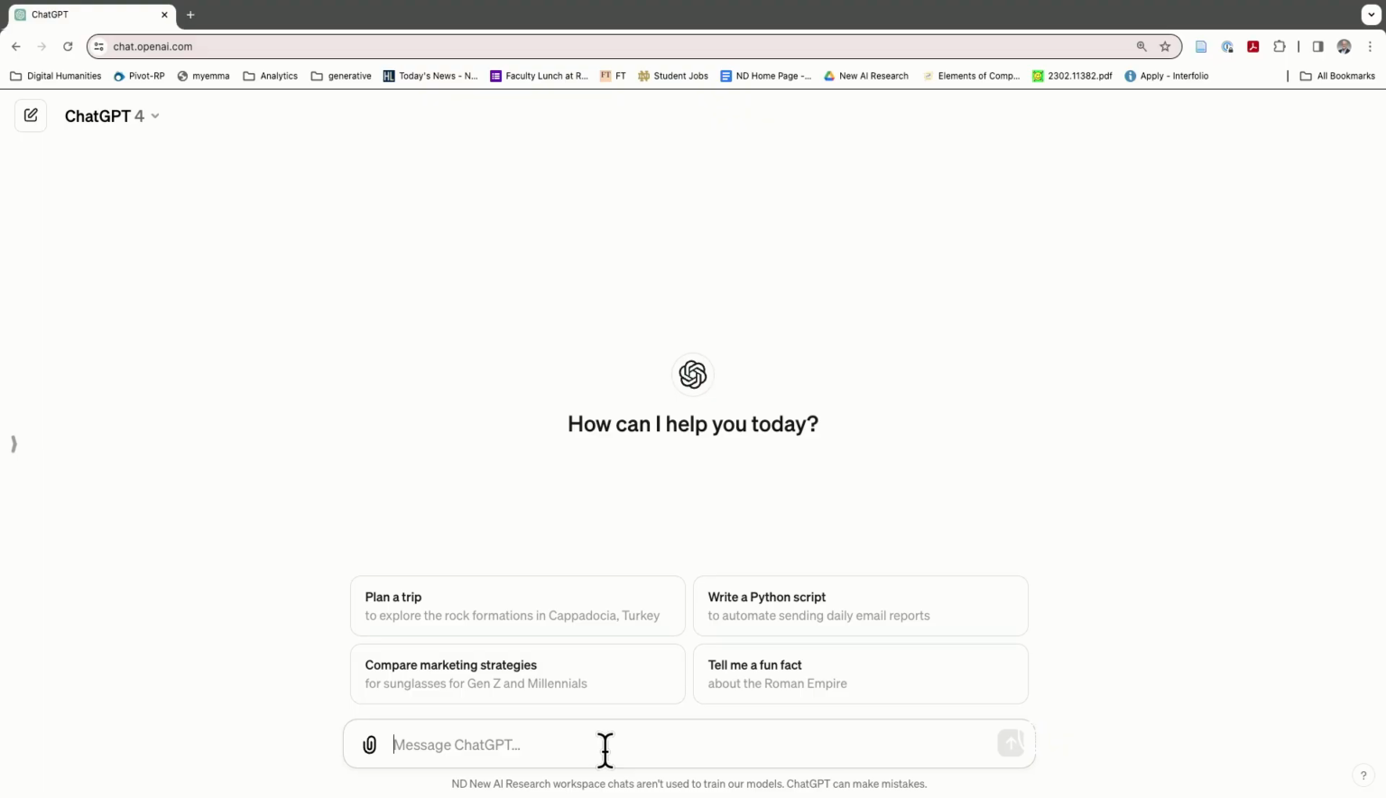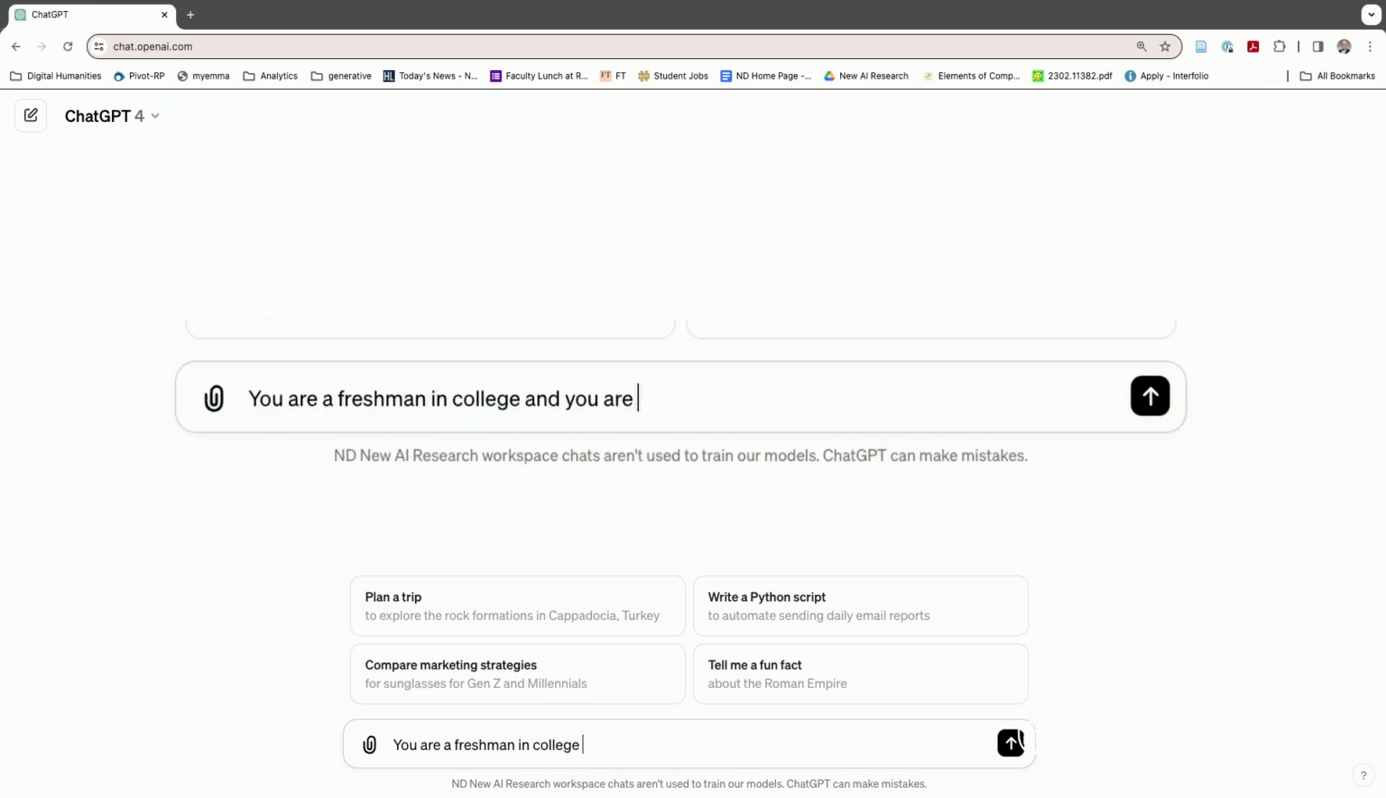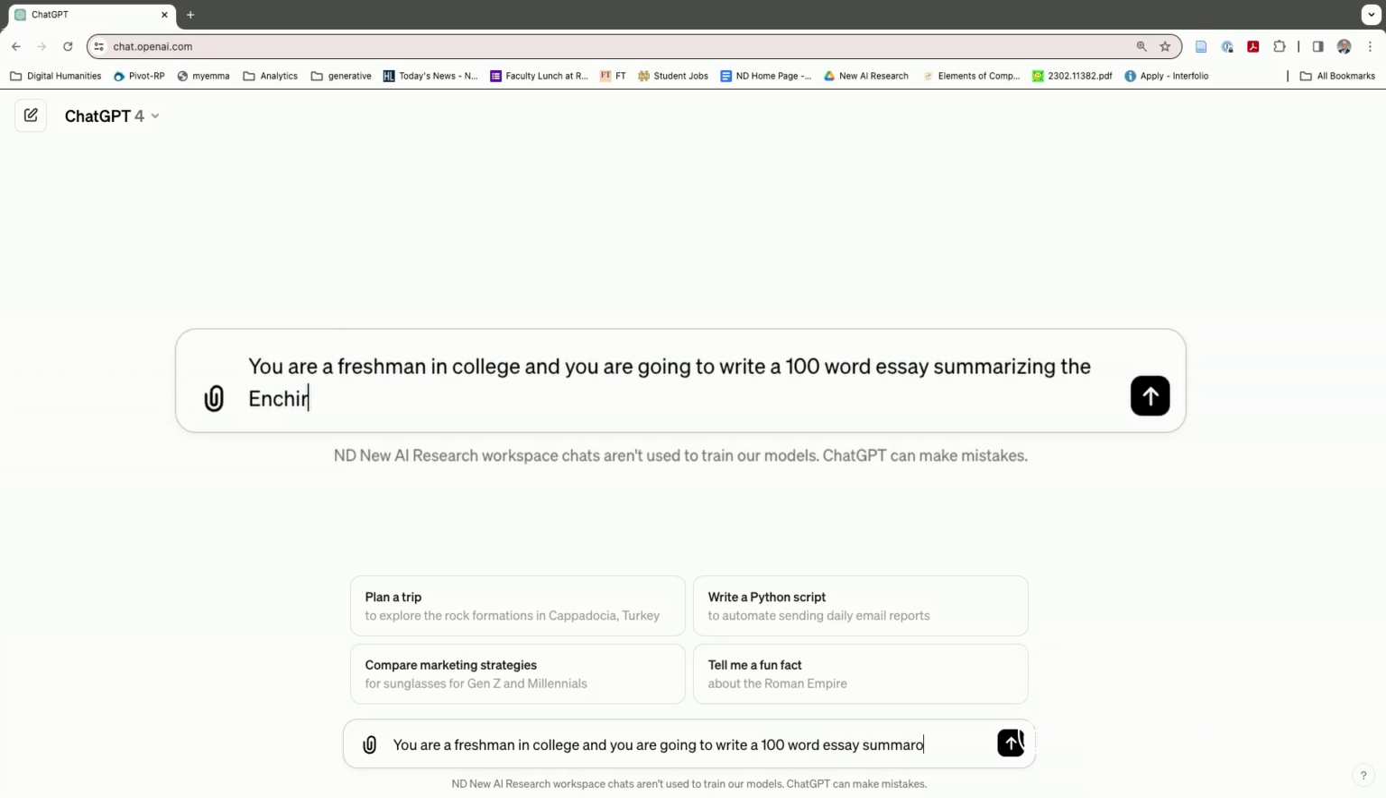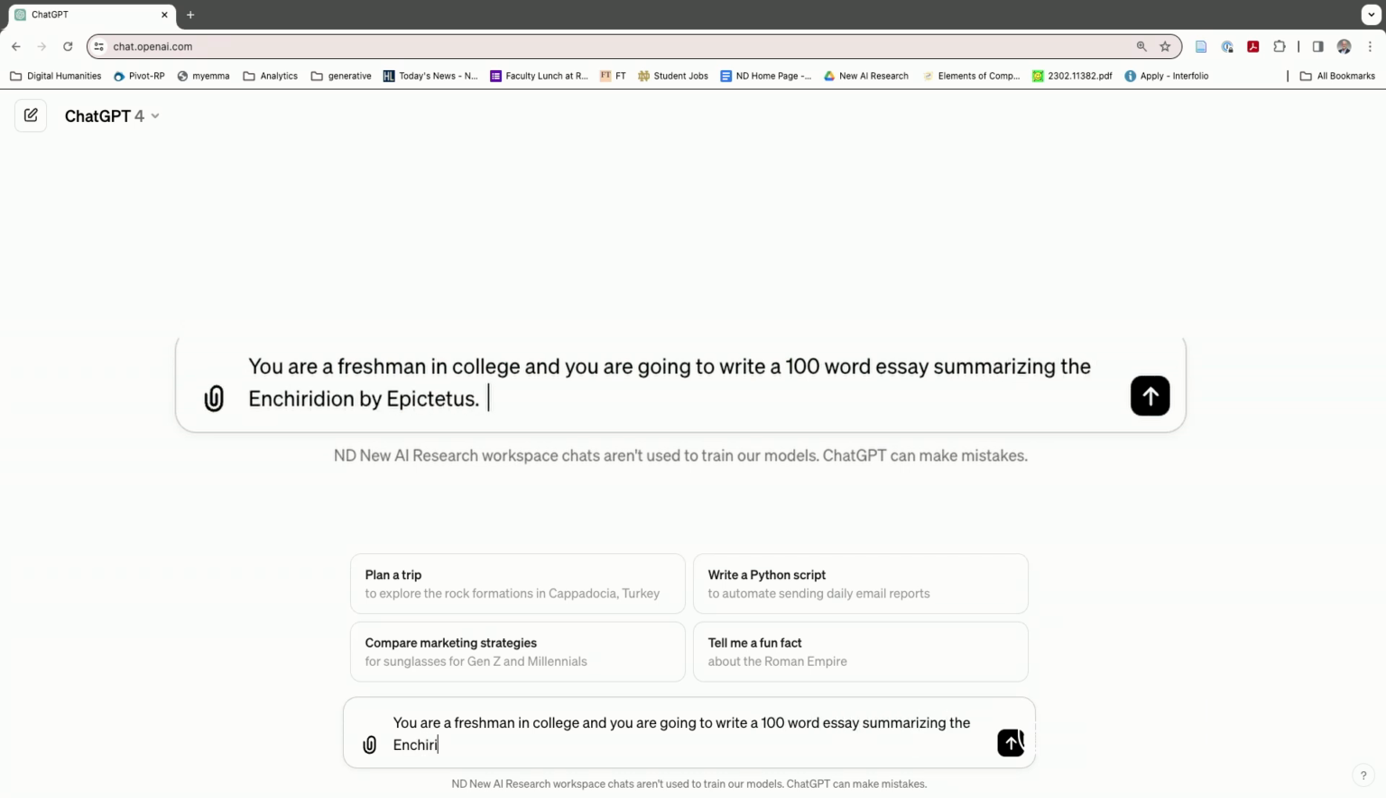I'm going to do this demo on ChatGPT, but remember, there are other systems out there, all with their own varying capabilities. In this example, we're going to ask ChatGPT to write us a summary, but we're going to give it a specific persona. We're going to say, you are a freshman in college, and you are going to write a 100-word essay summarizing the Enchiridion by Epictetus, a famous Stoic philosopher. Now, the idea of giving it a persona is to help focus in the relevant context and information out of all the millions and billions of documents that are informing this system.